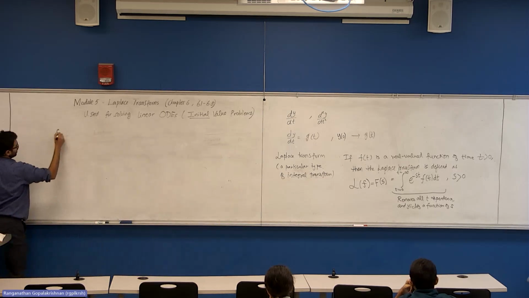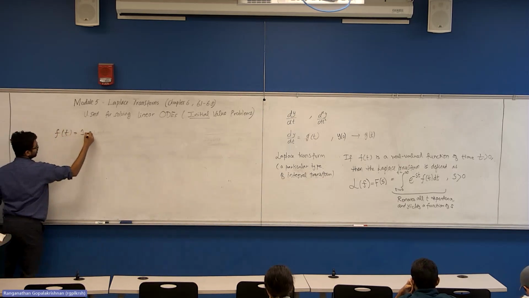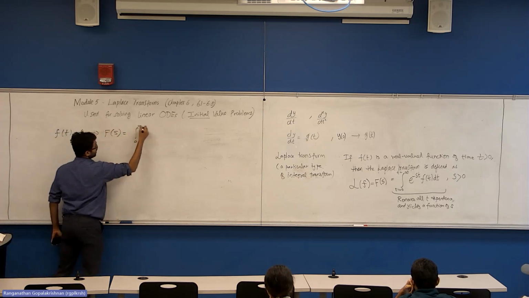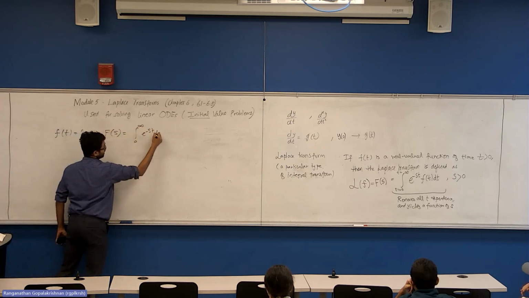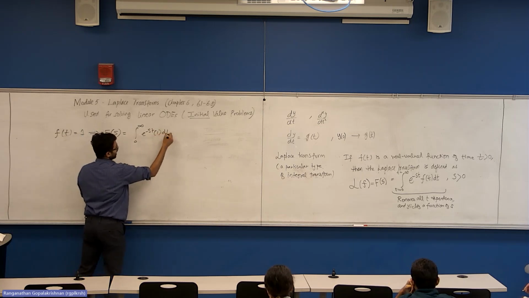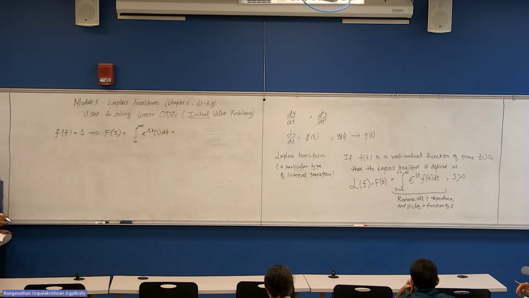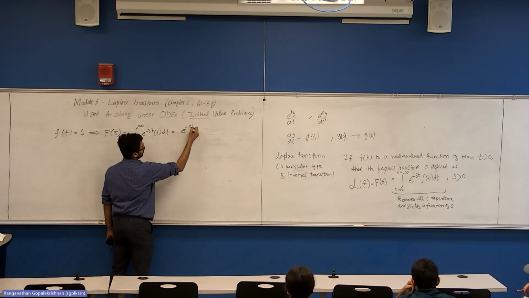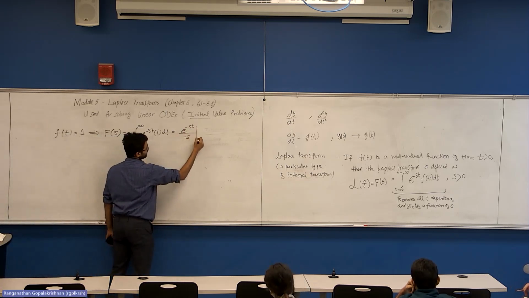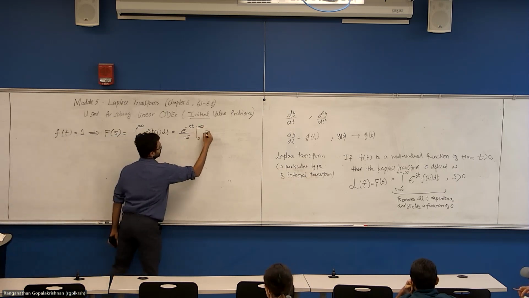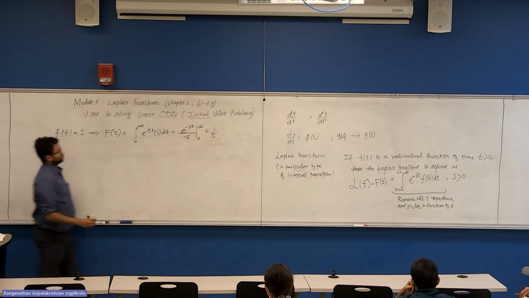So just to start with an example, let's say f of t equal to 1. What will F of s be? That will be the integral from 0 to infinity of e power minus st times 1 times dt, which is e power minus st divided by minus s from 0 to infinity, or 1 over s.